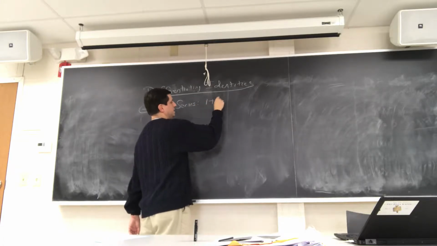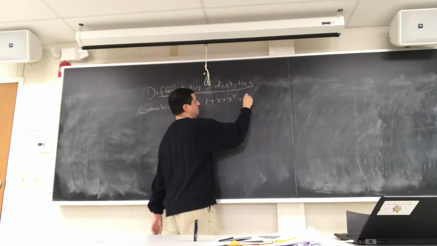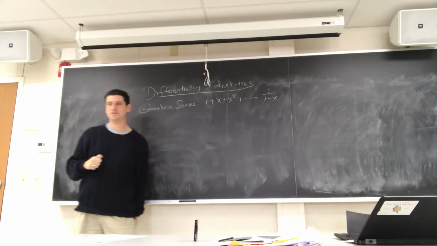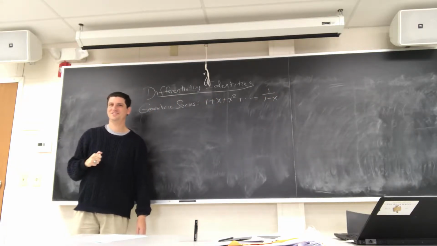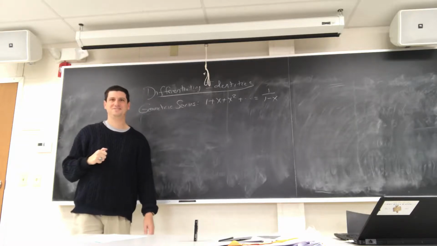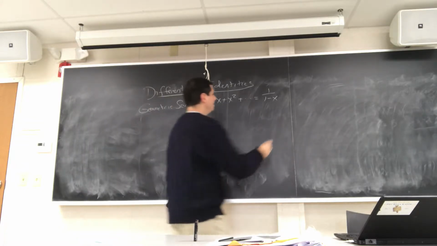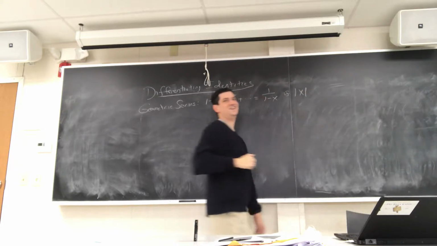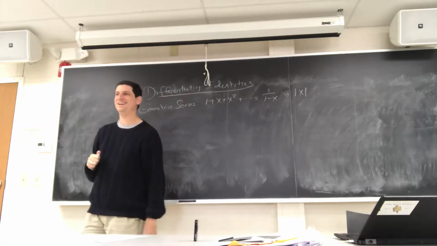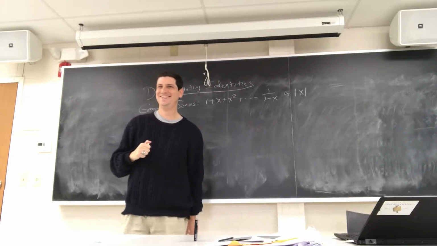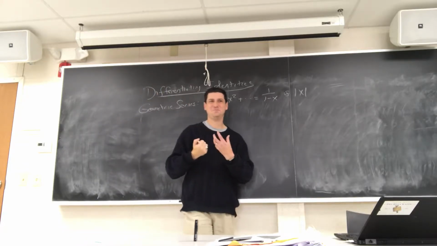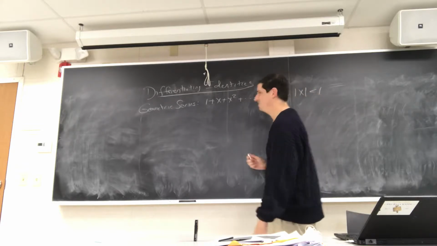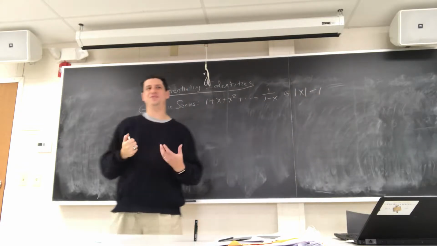So 1 plus x plus x squared and so on equals 1 over 1 minus x. Is this correct? Well, if x is not too big. Okay. Let's quantify not too big. We can be very explicit as to what not too big is. Less than 1. There are lots of ways to prove this.